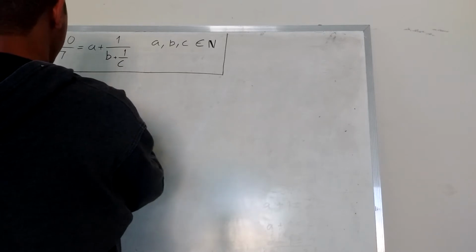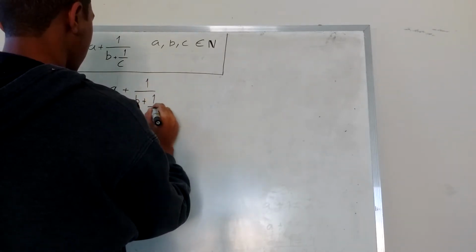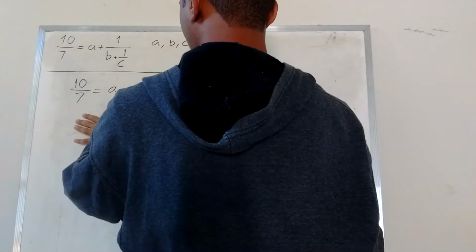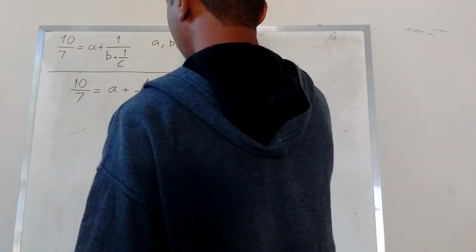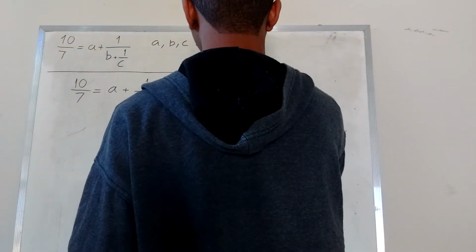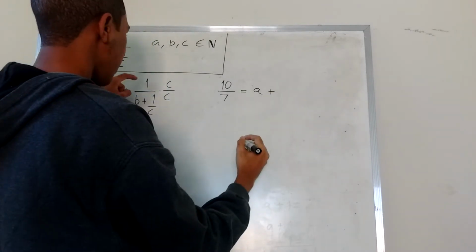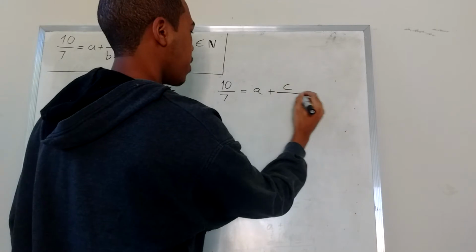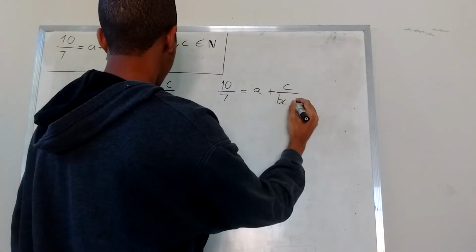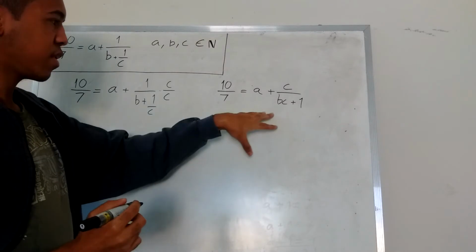So 10 over 7 is equal to A plus 1 over B plus 1 over C. Let's start by making this a little bit easier and multiplying this fraction by C over C. So 10 over 7 is equal to A plus C over C times B, which is just BC, plus 1 over C times C, which is just 1. So we basically have everything that we need.